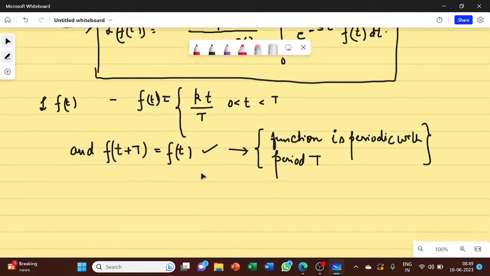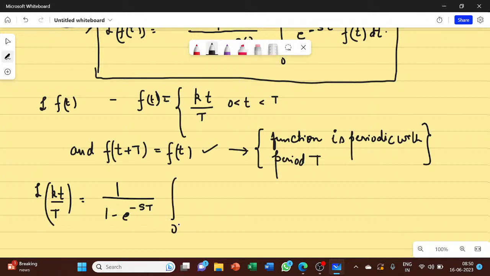So the period of the function is capital T here, and you're given that your function f(t) follows a definition which is k times small t divided by capital T. Using the above theorem, I can simply write that the Laplace transform of k times t divided by T is equal to 1 upon 1 minus e to the power minus sT, times the integral from 0 to T of e to the power minus st, then kt divided by T, dt. Because instead of omega you can write capital T.